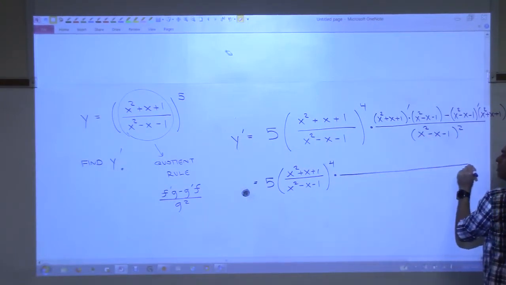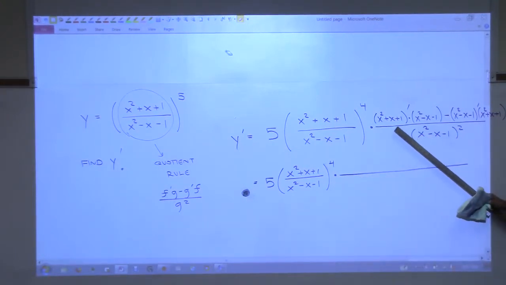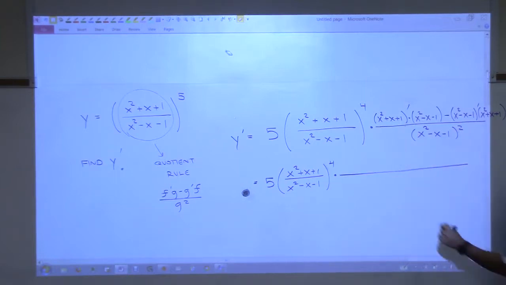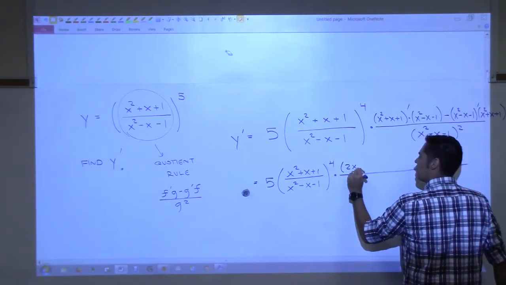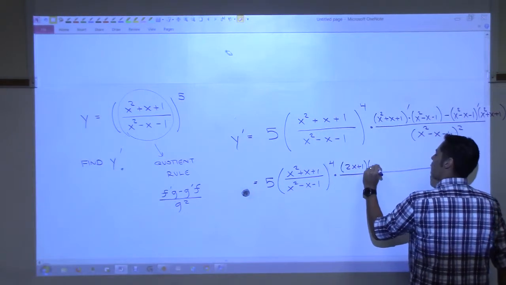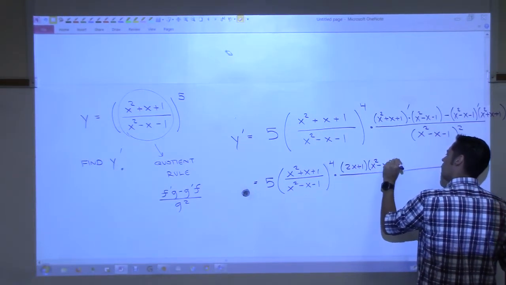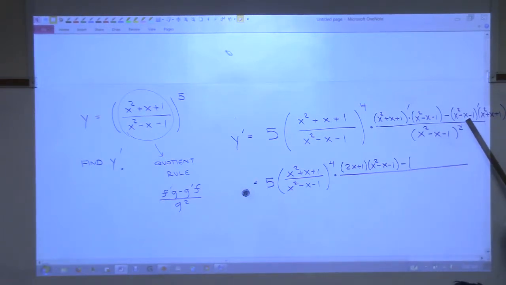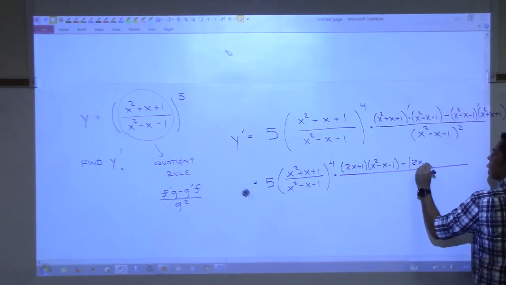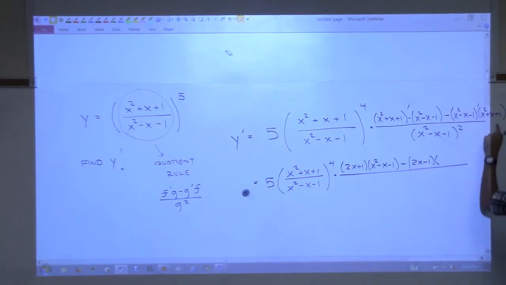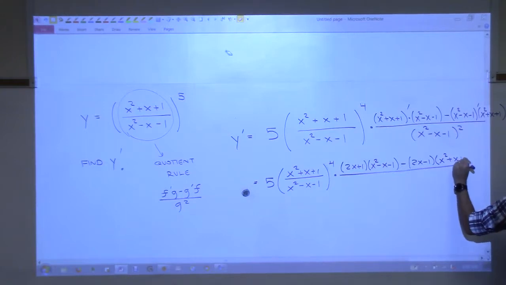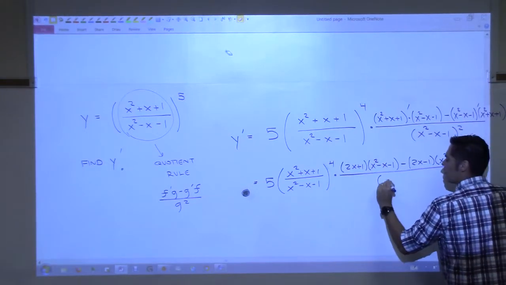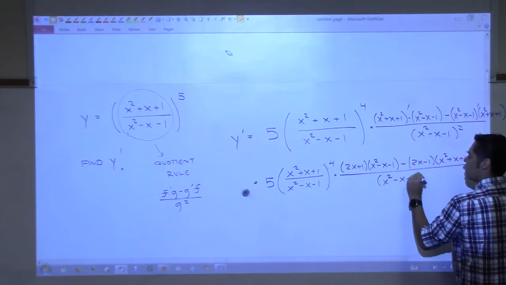Now let's go ahead and do these derivatives. So what is the derivative right here? 2x plus 1, right? The derivative of that 1 goes to 0. So we just get 2x plus 1, got to put it in parentheses, multiplied by x squared minus x minus 1, then minus, now the derivative of this, which is 2x minus 1, and then times this piece, which is x squared plus x plus 1, and then all of it over the denominator squared.